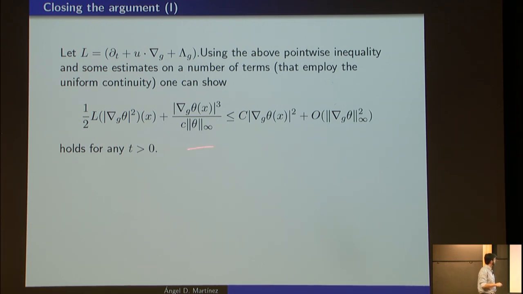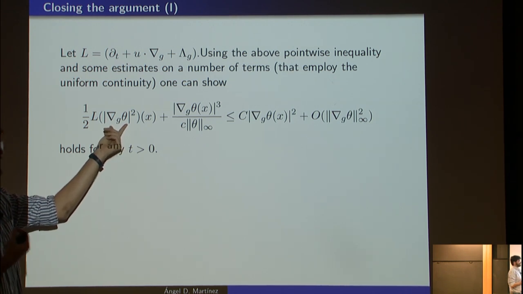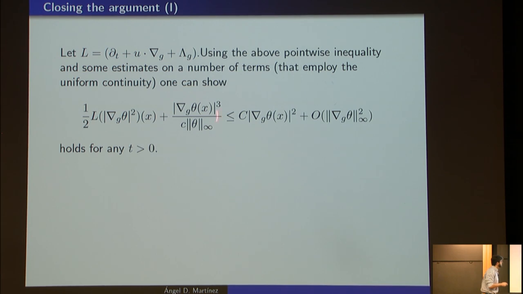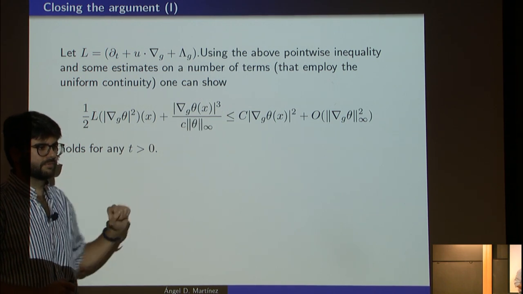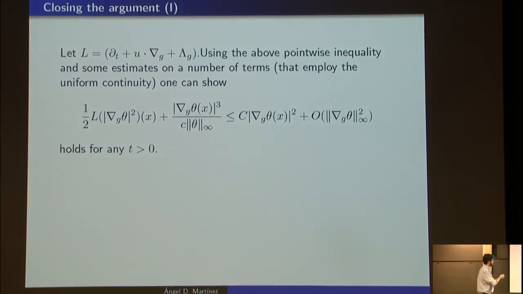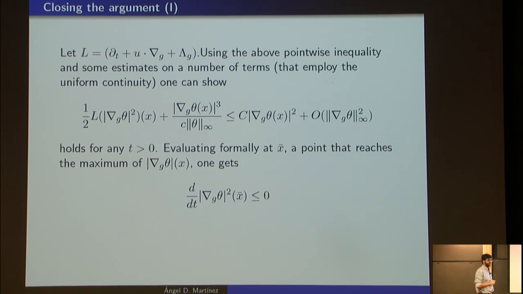you can rewrite this. This is the evolution of the gradient of theta, which is my function, squared. And I can see that it's bounded in this way. This is the piece that Constantin and Vicol were able to put here. This is due to them, to this improvement of the Córdoba-Córdoba type inequality. So what happens now is that if the gradient of theta is not bounded basically by the L infinity bound of theta, then this should be true pointwise, but this error is in L infinity. So now we evaluate this at the maximum, at the point where this gradient attains its maximum, and see what happens. We are led to this inequality.